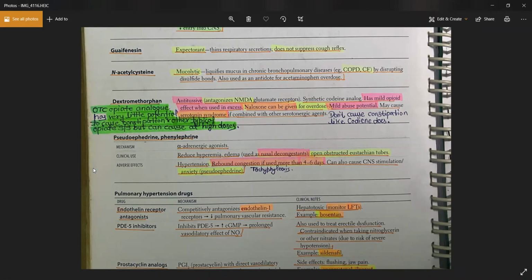But tolerance is a big problem with these drugs. Remember, after some time, tolerance will develop. The patient will get tachyphylaxis, and as a result, after 4 or 6 days, the patient has to increase the dose of these agents. He will keep on increasing the dose, and finally he will develop rebound congestion. Other than that, because they are seen as stimulants, they can also cause anxiety, especially pseudoephedrine.